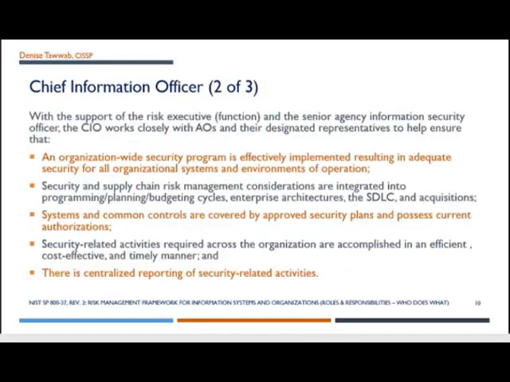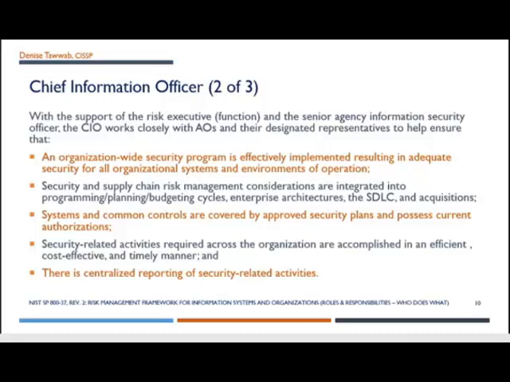With the support of the risk executive function and the Chief Information Security Officer, the Chief Information Officer works closely with the authorizing officials and their designated representatives to help ensure that, one, the organization-wide security program is effectively implemented, resulting in adequate security for all systems and the environment of operations.